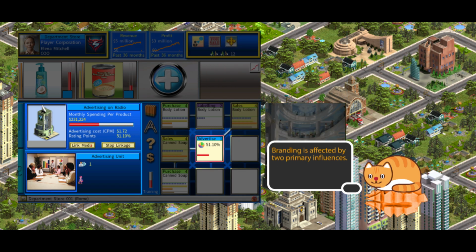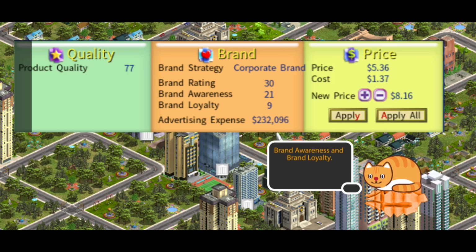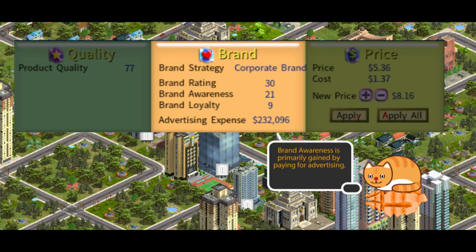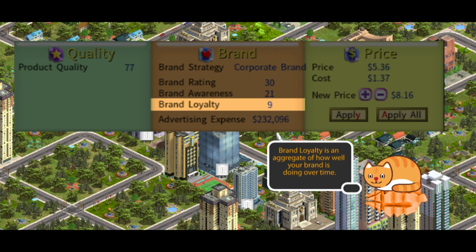Branding is affected by 2 primary influences: brand awareness and brand loyalty. Brand awareness is primarily gained by paying for advertising. Brand loyalty is an aggregate of how well your brand is doing over time. Brand loyalty is positively affected by maintaining quality and a consistent supply. However, if quality drops or the supply of the product is disrupted for several months, brand loyalty will be affected.